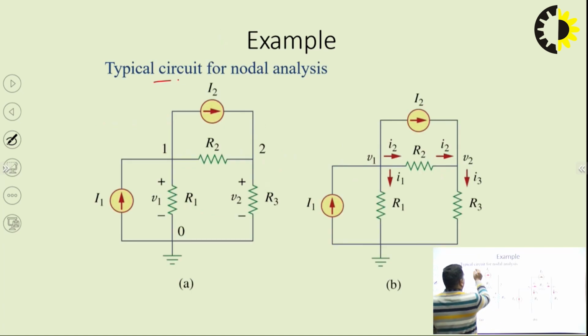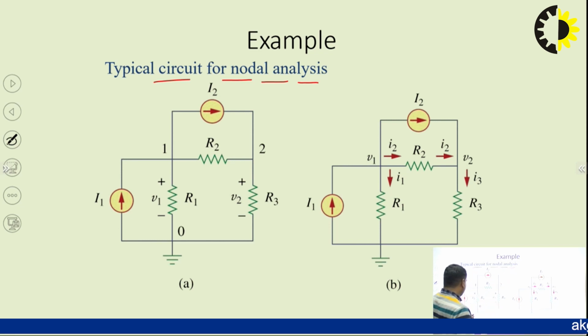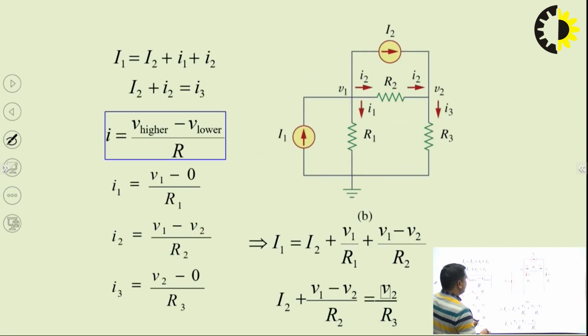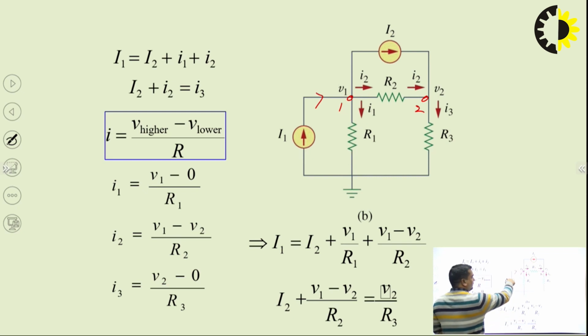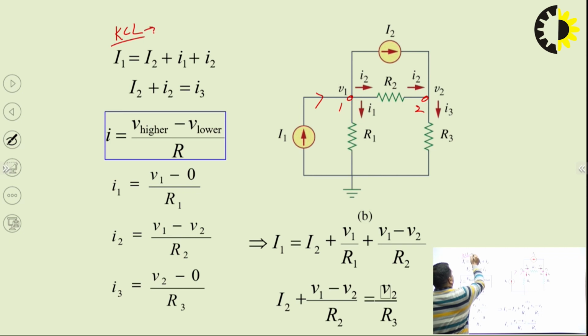Now, we are taking some examples. Here the network is given, with A and B, node 1 and node 2. So first we take this one. Here it is node 1, here it is node 2. The direction of current is from down to upward. Here it is I2; all the directions are mentioned. After applying KCL at node 1, I1 equals I2 plus small i1 plus small i2. So this is the incoming current, and these currents are outgoing.